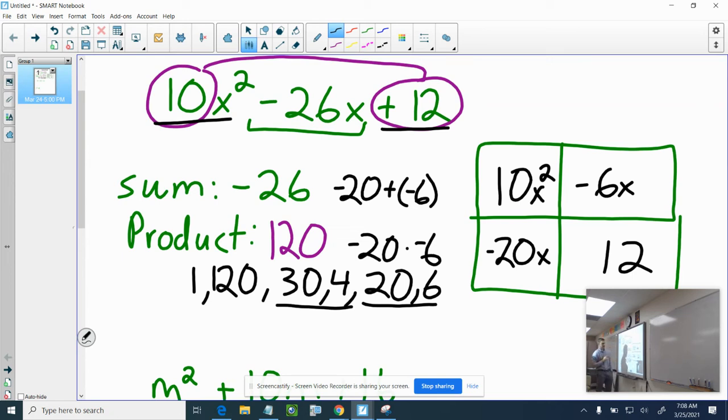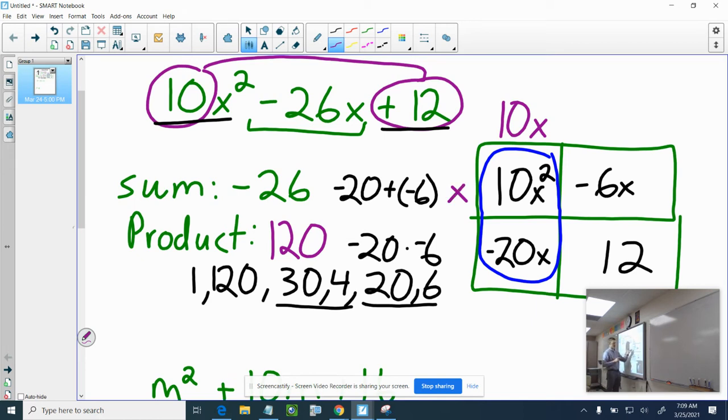And then I'm going to see what I can take out of, say, the 10x squared and the negative 20x. What do they have in common? That's what goes above them. What they have in common is 10x, and 10x times what is going to be 10x squared? Well, that's just going to be x.